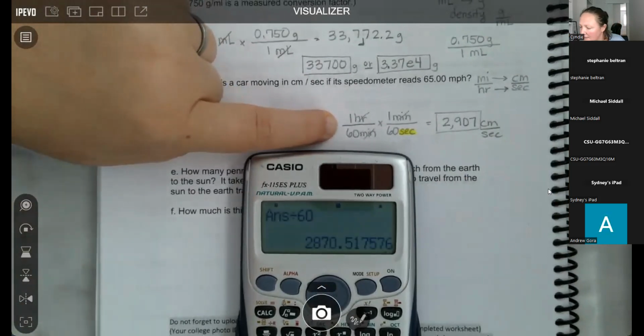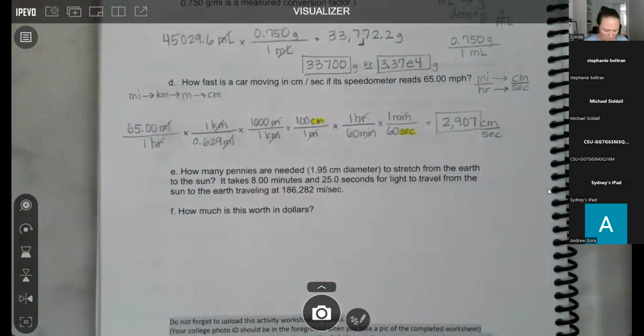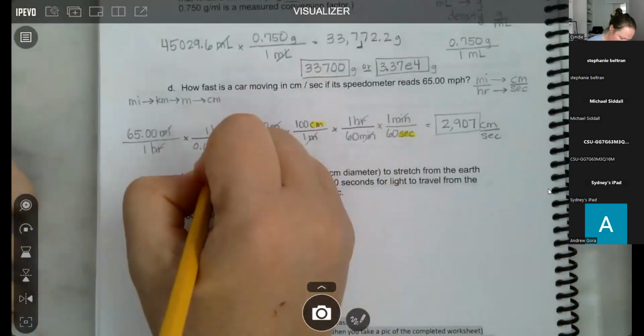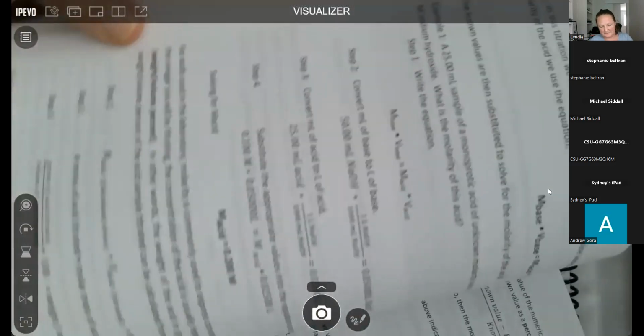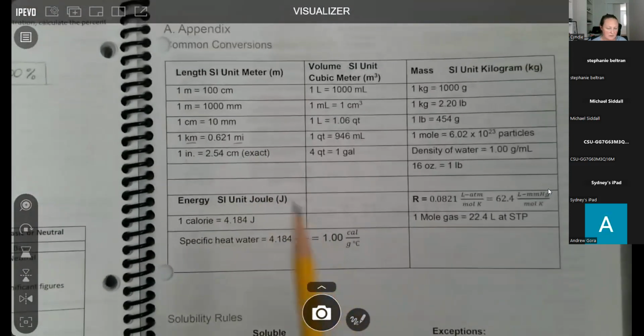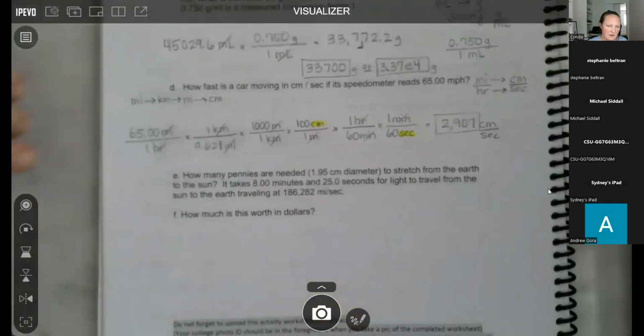Somehow I got that. How did I get this wrong? Oh, I have 0.621 actually. What's correct? Is it 0.629 or 0.621 miles? I think that's what changed the answer here. Let's look at the appendix again. Okay, the appendix. Oh, 0.621. Yeah, sorry. So in the appendix, can you see that? It's blurry. 0.621 miles in a kilometer. So I accidentally wrote that down wrong and I had a 9.